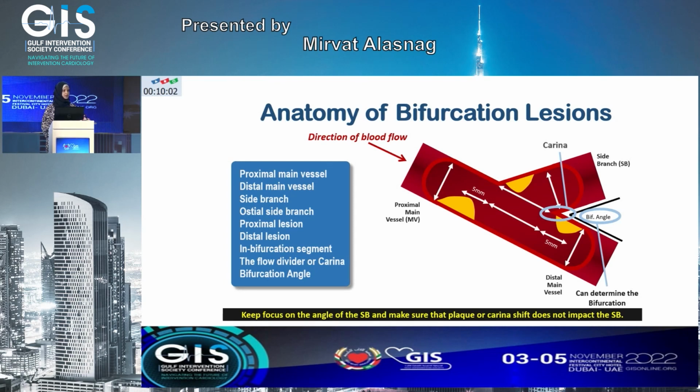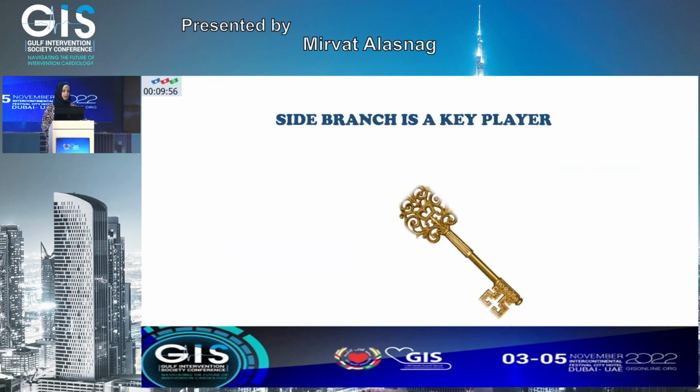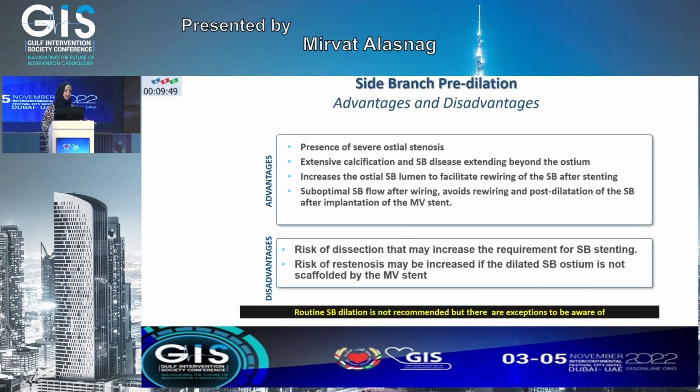It's the main vessel, it is the side branch, but it's also the trigon, and the angle of the bifurcation, and the carina. But we tend to underestimate the role of the side branch in determining the strategy. It is, in fact, a key player. So when we look at the side branch, do you want to tackle the side branch first or not? Are you going to predilate?